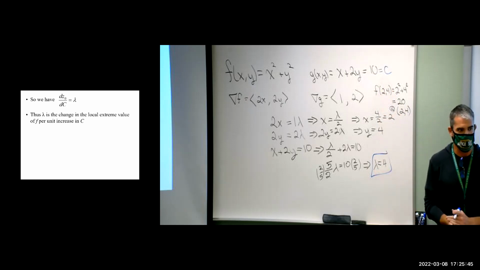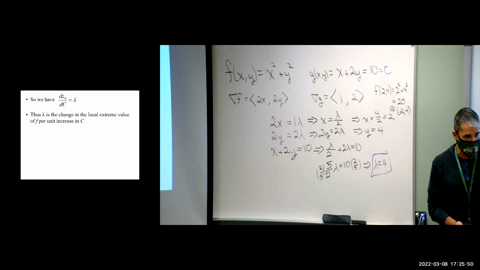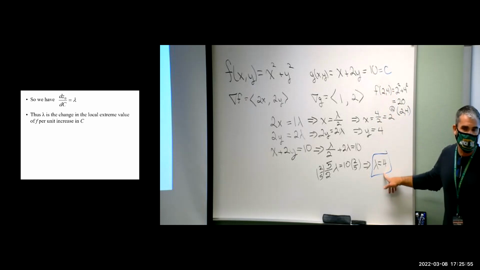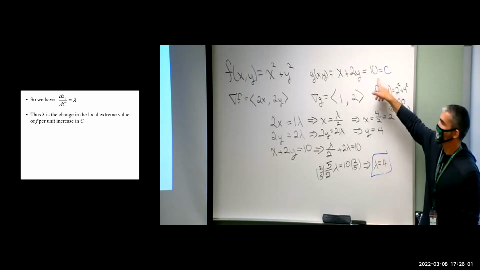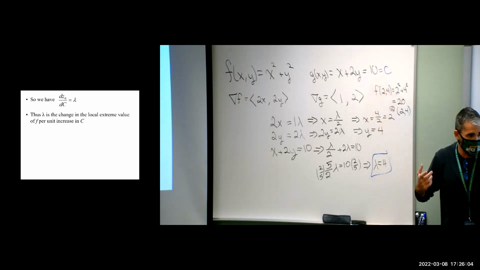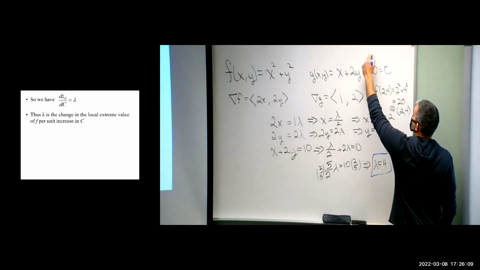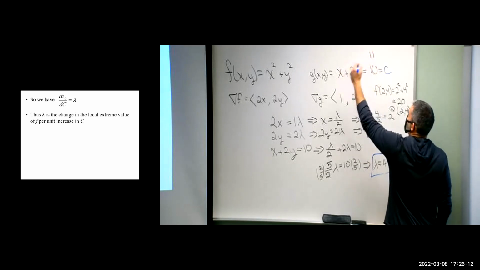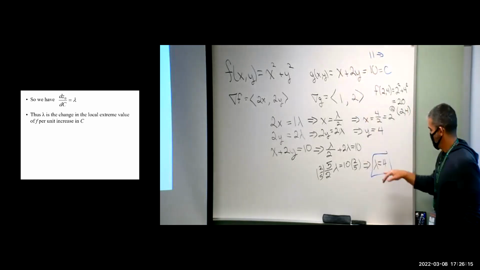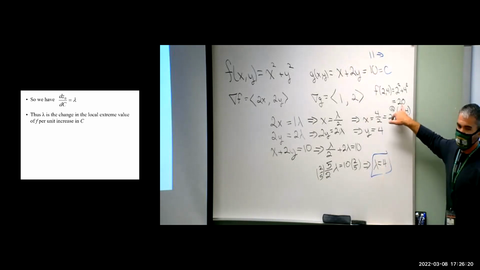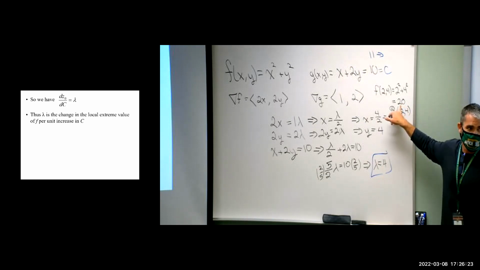Lambda talks about the way the optimal value is changing with respect to a change in constraint. So what that 4 is, we could use that as a way of saying, okay, how much is our optimal value going to change if we increase our budget or decrease our budget? So let's say I wanted to increase this from 10 to 11. Well, the fact that lambda is 4 is telling me that my optimal value would go up by about 4.